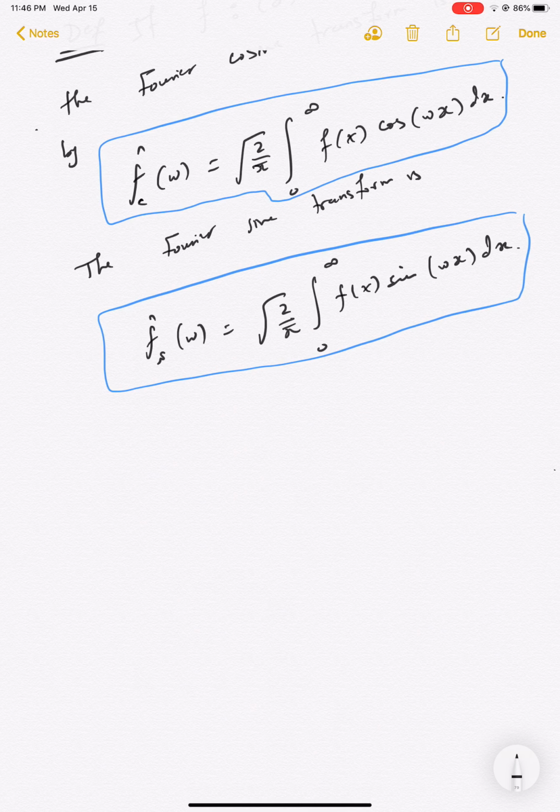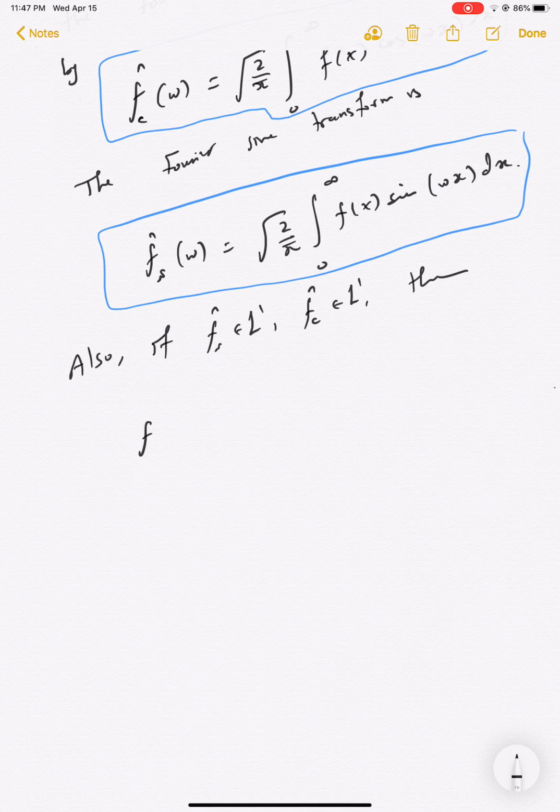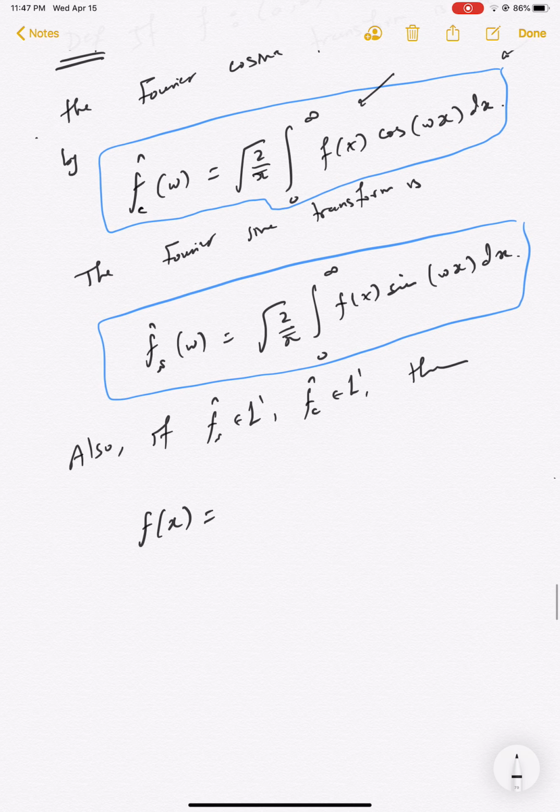In fact, not only this, but also if these transforms are in L1, then we can talk about the inversion formula. So again, what is the inversion formula? The inversion formula is about going back from the transform to the original function. So in these boxes, if you give me the function, I integrate it against the cosine, and we get the cosine transform. But what if I give you the Fourier cosine transform? How do you go back to the function? This is exactly what we mean by the inversion formula.